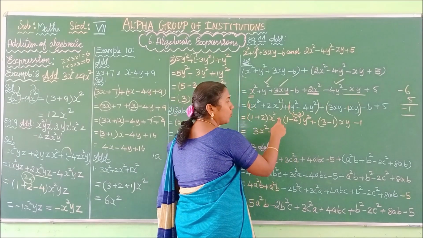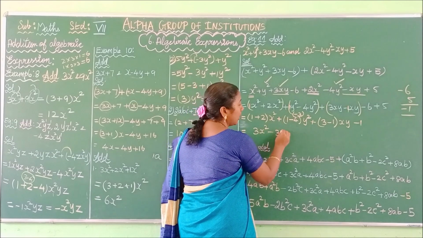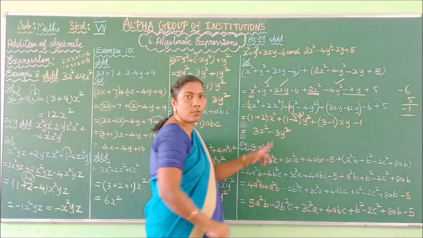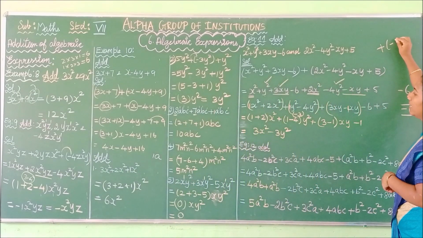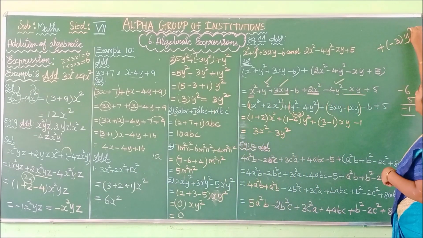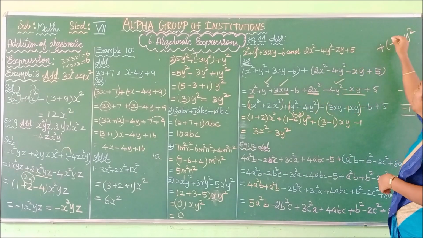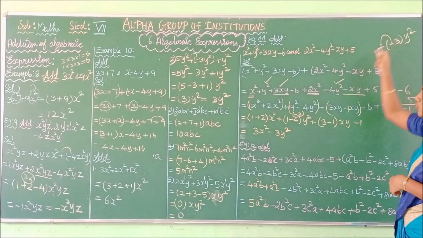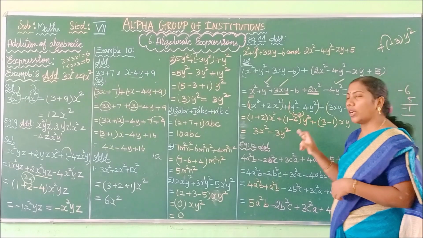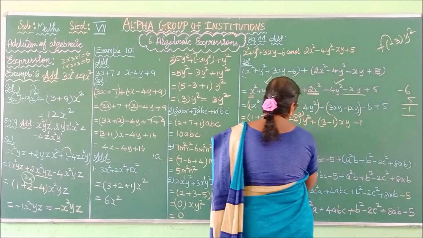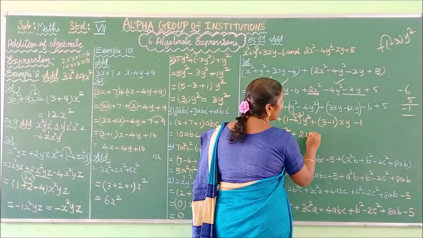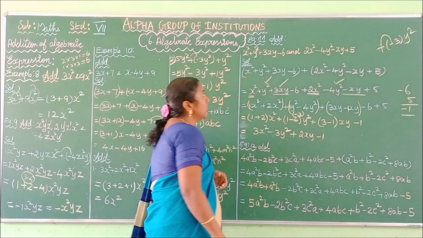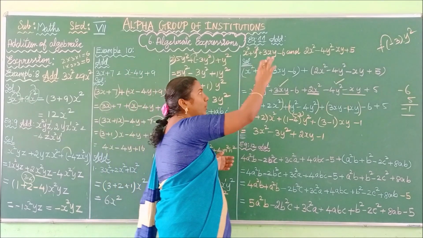So plus into minus 3y square. Do you understand, children, what I am saying? When you are writing the answer, you have to multiply the signs, that is plus into minus 3y square. Do you understand? Next, plus 3 minus 1, 2. So 2xy minus 1. Thus we have added the given two expressions.